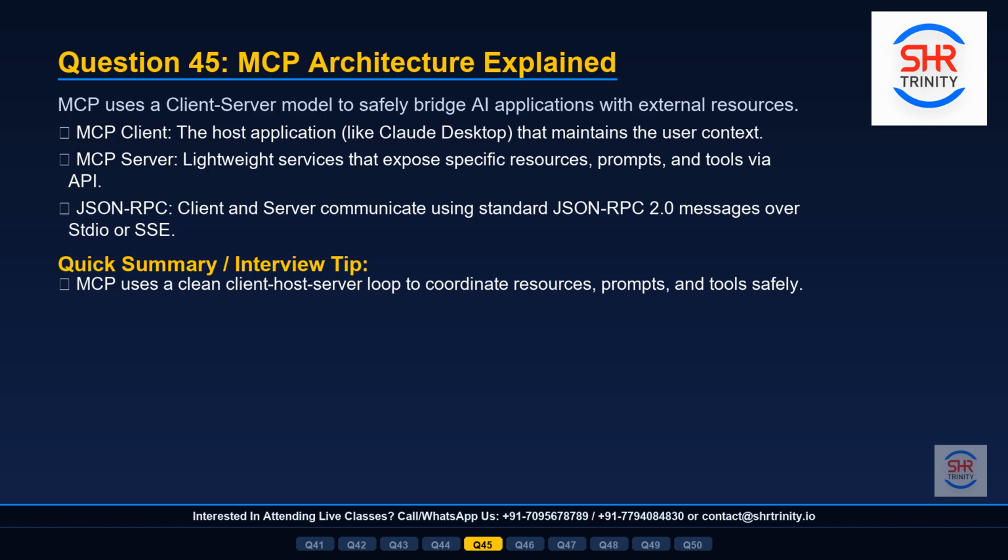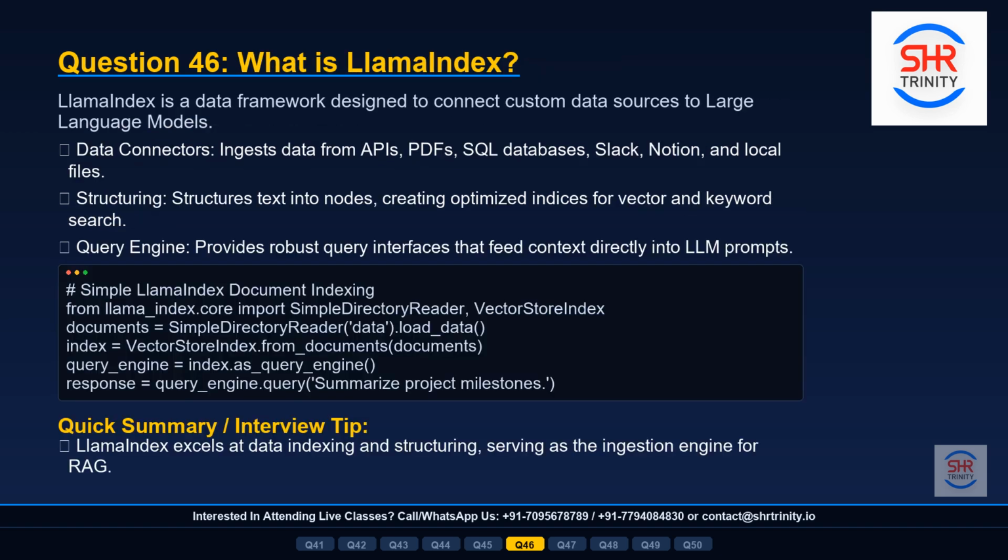Question 46. What is Llama Index? Llama Index is a specialized data framework for large language model applications. While orchestrators like LangChain focus on agent loops and tool routing, Llama Index focuses on data ingestion and retrieval. It provides a rich set of data connectors to read files from local directories, databases, Slack channels, or Notion workspaces.